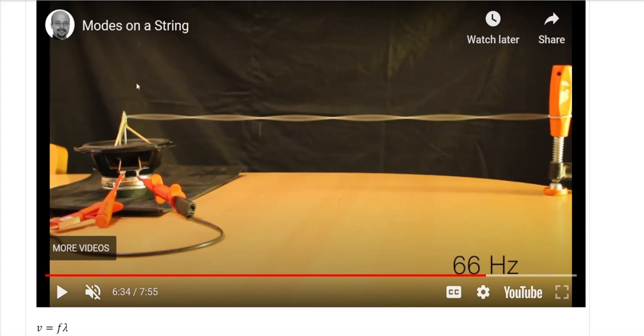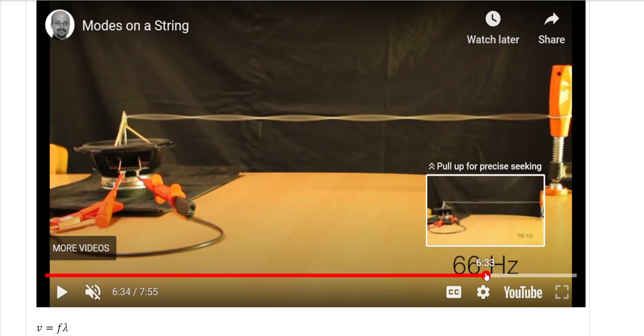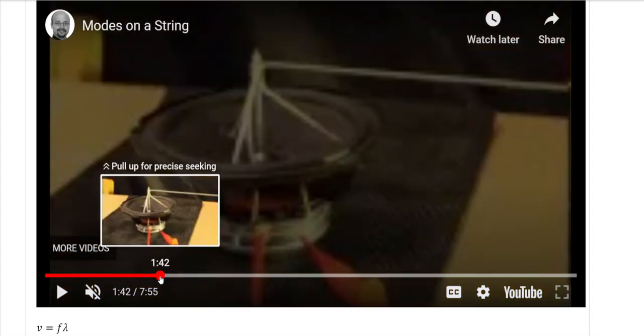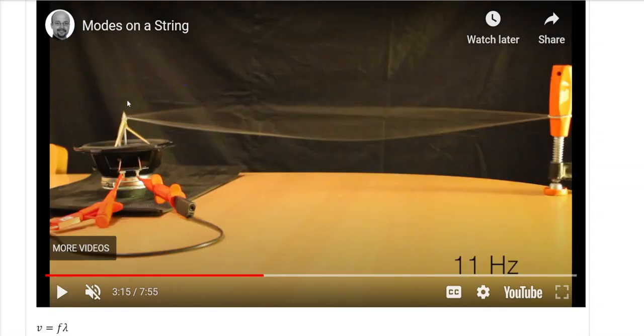The 2 ends are also nodes. So 1, 2, 3, 4, 5, 6, 7 nodes, whereas at the beginning we just had the 2. So we added another 5. Right? We have only 1, 2 at that point.